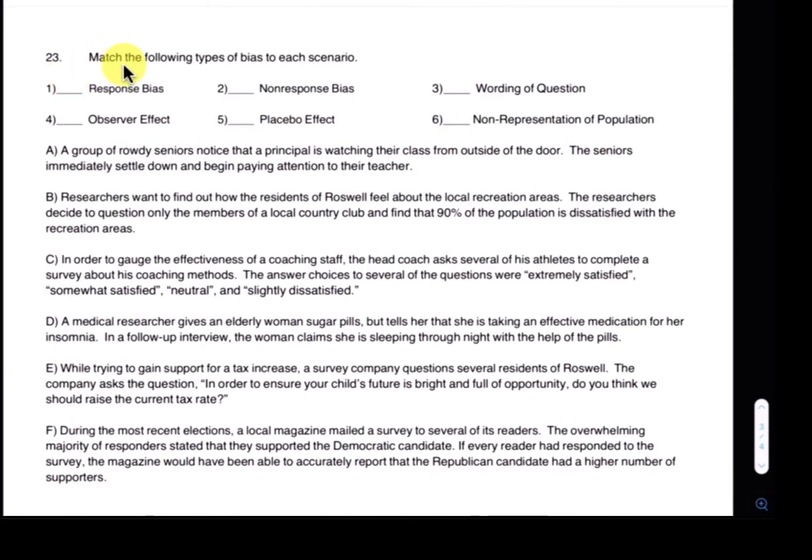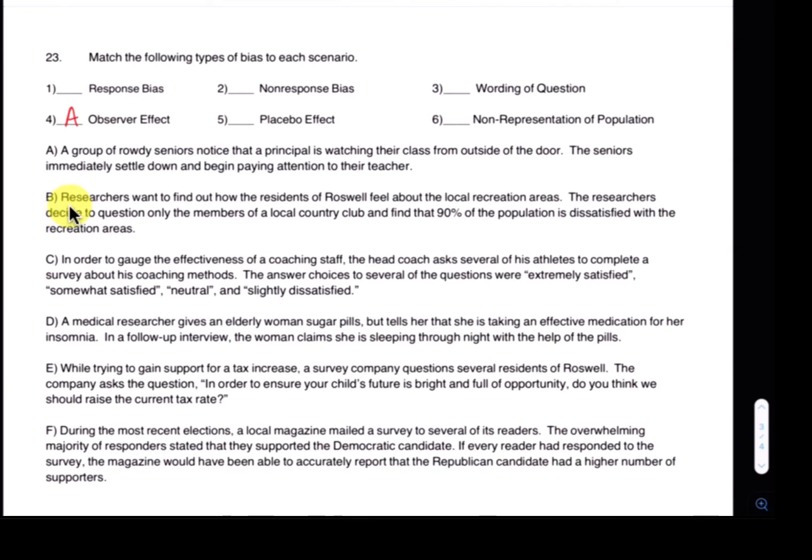All right, 23 says match the following types of bias to each scenario. So let's read the scenarios and then match the biases. A group of rowdy seniors notice that a principal is watching their class from outside the door. The seniors immediately settle down and begin paying attention to their teacher. Well, because the principal was watching them and they settled down, that is observer effect. So A is number 4.